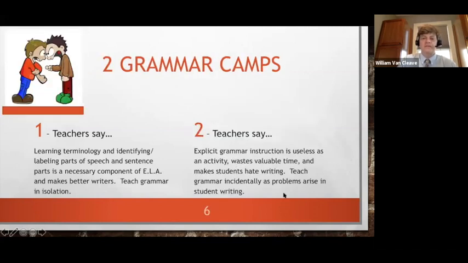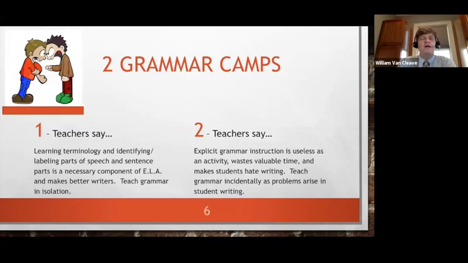Useless as an activity, wastes valuable time, and makes students hate writing. Teach grammar incidentally as problems arise in student writing. And let me give you an example of that. I think number 1 is pretty clear what that might look like, but Camp 2 is a little bit different.